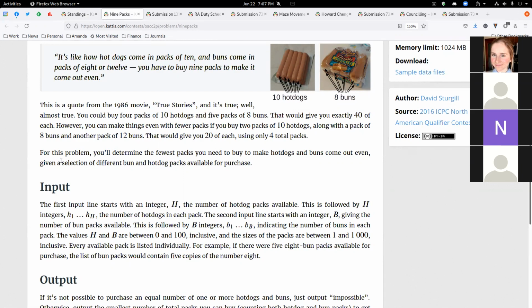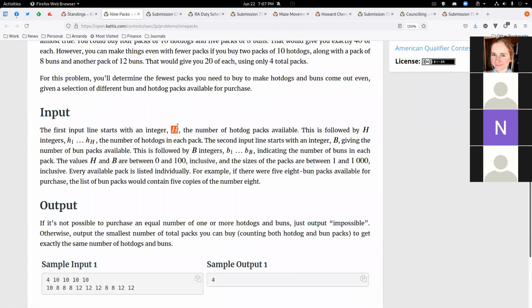Okay, so let's look at the input. You have an integer h, which is the number of different types of hot dog packs available, followed by h integers, h1 up to hh, which is the number of hot dogs in each pack. The next integer is capital B, which is the number of bun packs available, and then all the different sizes that they have. The values h and b are between 0 and 100, so you cannot have more than 100 different packages.